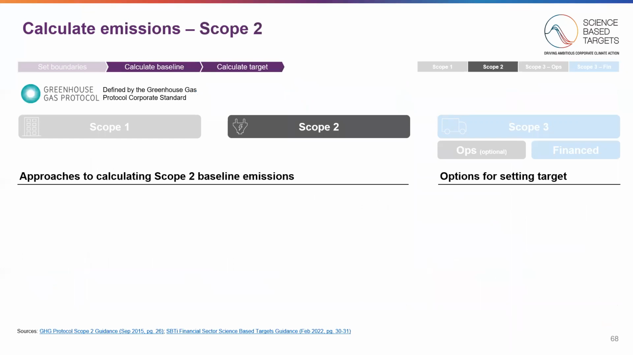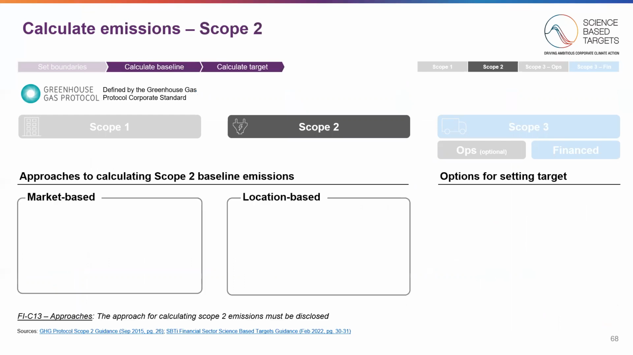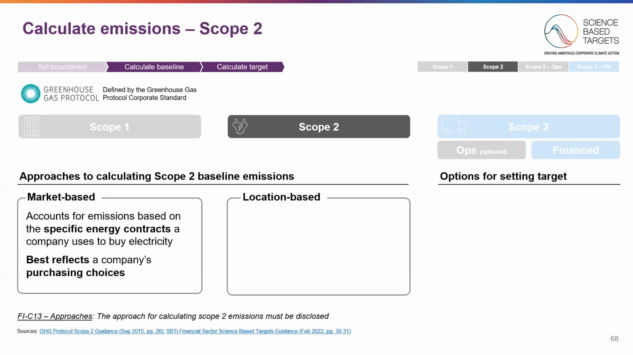Diving deeper on step 2 for calculating the baseline, SBTi requires that companies select one of two approaches to calculate the Scope 2 emissions baseline, and then separate guidance for how to calculate the target itself. Under the market-based approach, emissions are counted based on the specific energy contract the company uses to buy electricity. That means a company can contract with suppliers using renewable or low emission power generation activities to reduce their Scope 2 emissions.